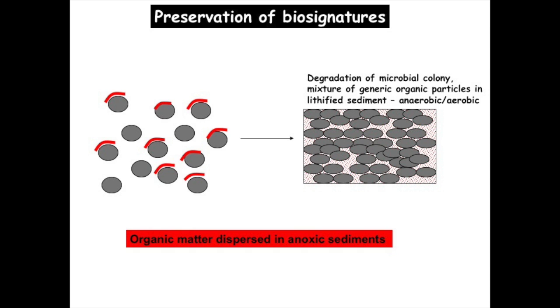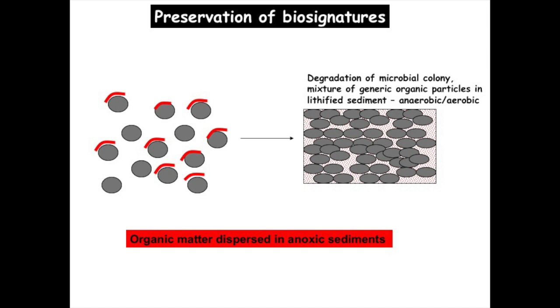Okay, another one of my sketches. Imagine we're looking at sediments. These are volcanic particles, and the red stripes are colonies of microbes on the volcanic particles. There's no particular preservation here. The organisms, the colonies die. Their organic matter just becomes a generic organic matter that's indicated by the red stippled area in these sediments that are then lithified. Then, in this case, the organic matter is dispersed in the sediments.